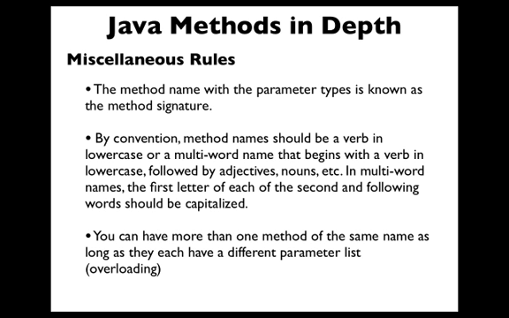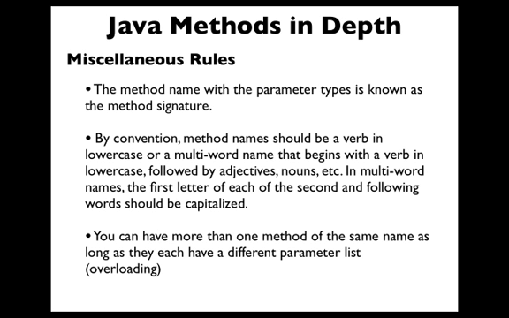By convention, a method name should be a verb in lowercase, or a multi-word name that begins with a verb in lowercase, followed by adjectives, nouns, etc. In multi-word names, the first letter of each of the second and following words should be capitalized. This follows what we call camel case convention.